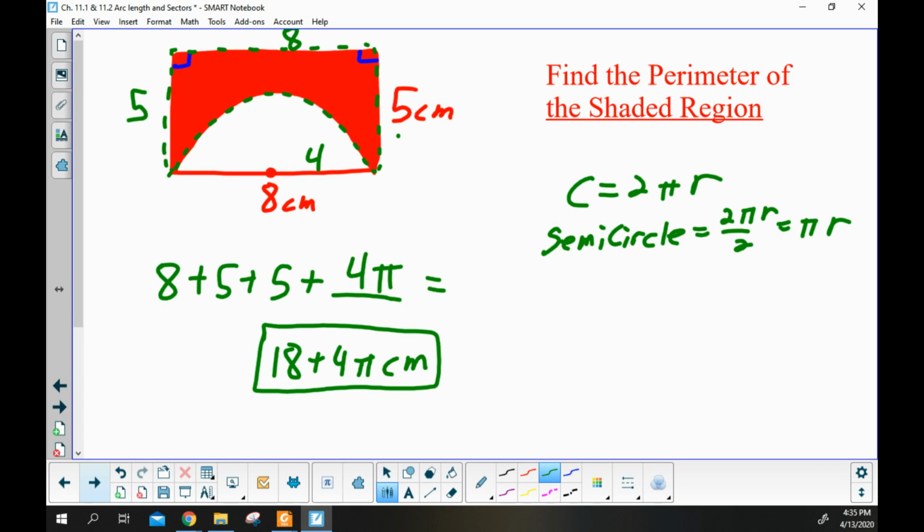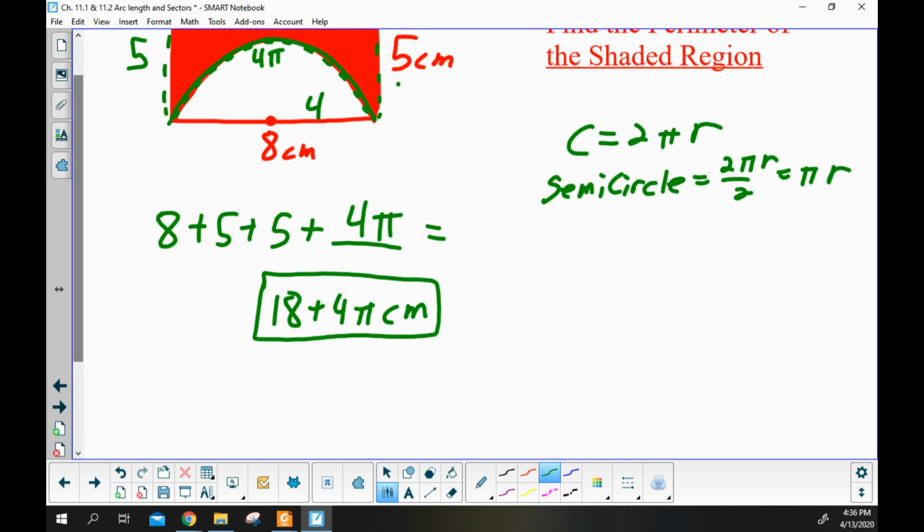So yeah, this part right here is 4 pi. That part right there on the arc here, that's 4 pi. That's the perimeter of that, or the distance along that arc. We don't count the bottom 8 here because it's not actually attached to the shaded region. It's just showing us what we can do.